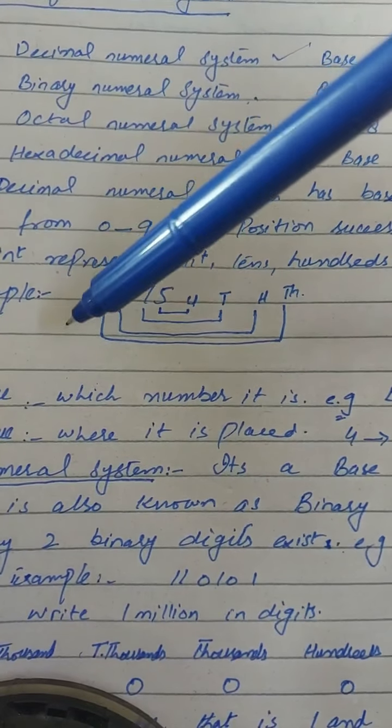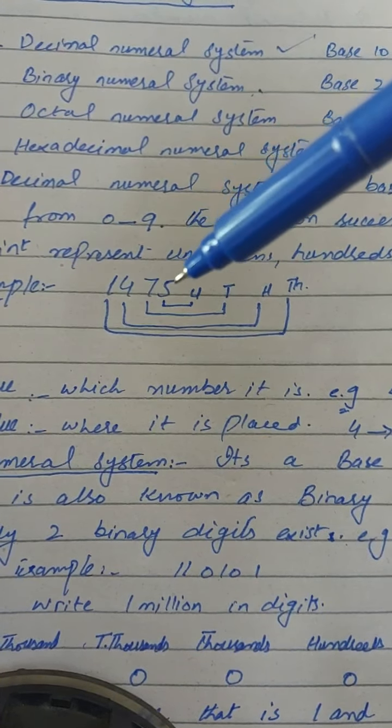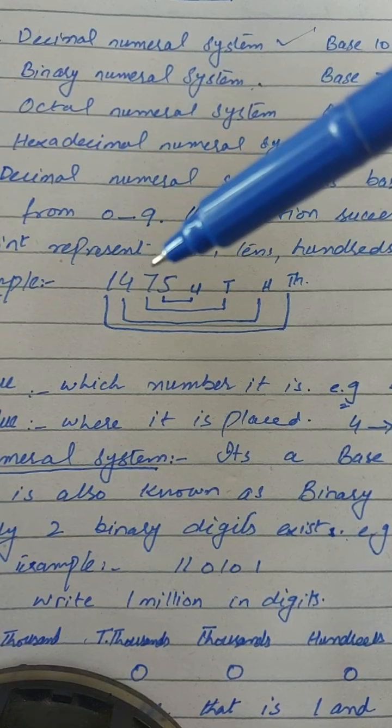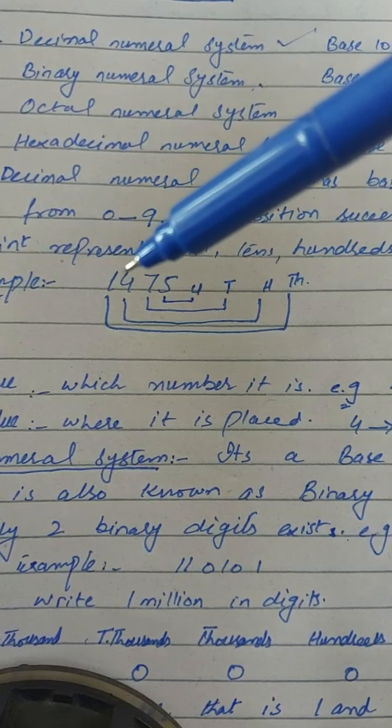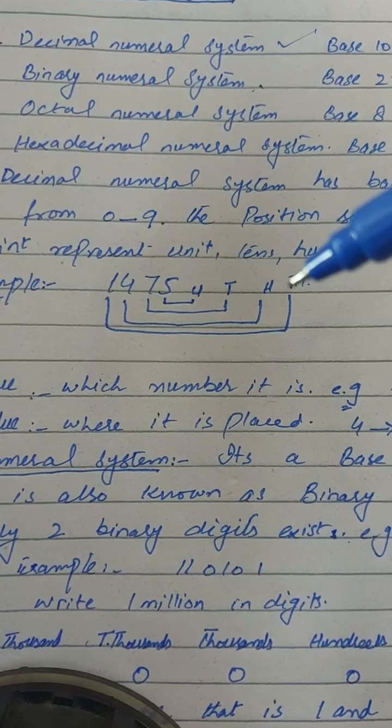Here is an example, that is 1475. So now we have to see at which place these numbers are placed. So 5 is placed at the unit place or the 1 place, 7 is placed at the 10th place, 4 is placed at the 100th place, and 1 is placed at the 1000th place.